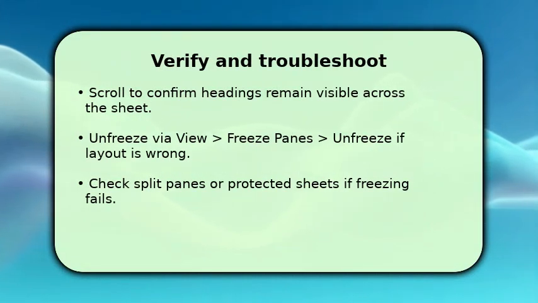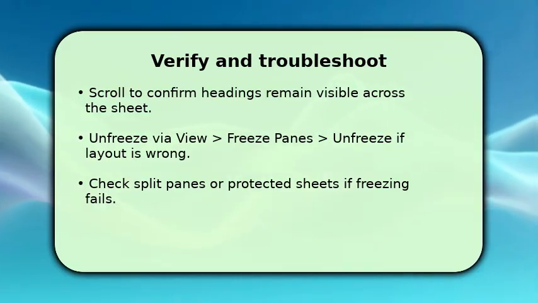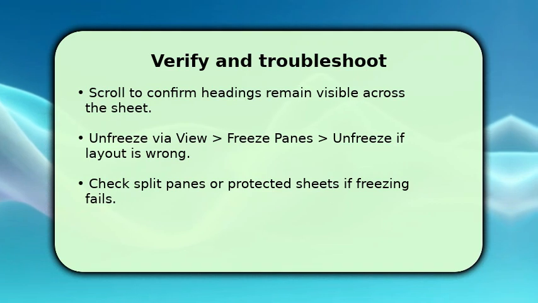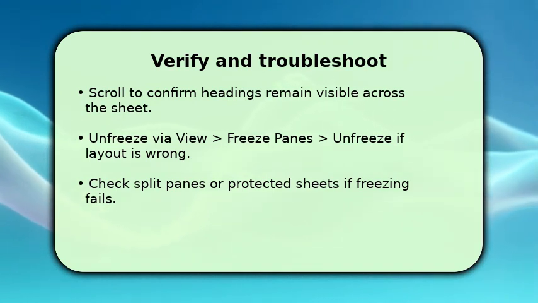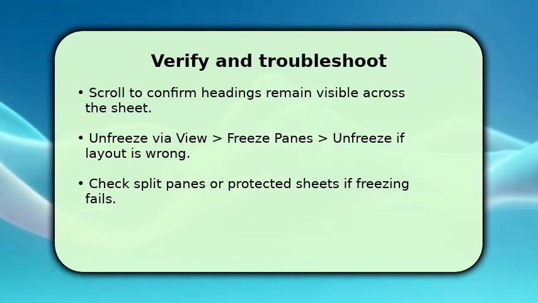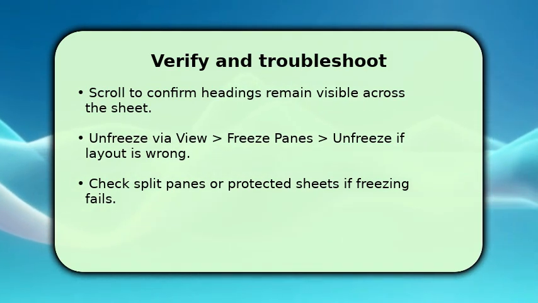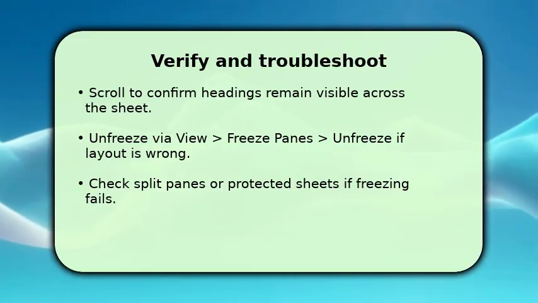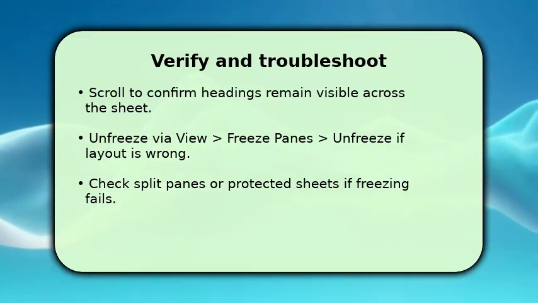Finally, verify by scrolling. Your headings should remain visible while the rest of the sheet scrolls. If the result is wrong, return to View, Freeze Panes, unfreeze, and reselect the correct row or cell, then apply Freeze Panes again. If freezing still fails, check for split panes, hidden frozen rows, or sheet protection.